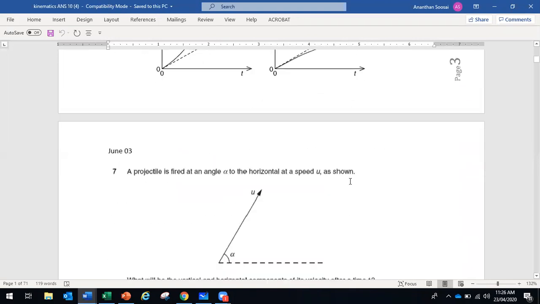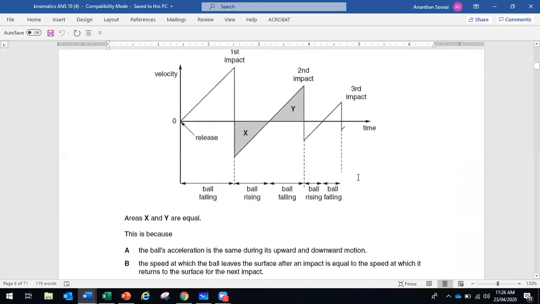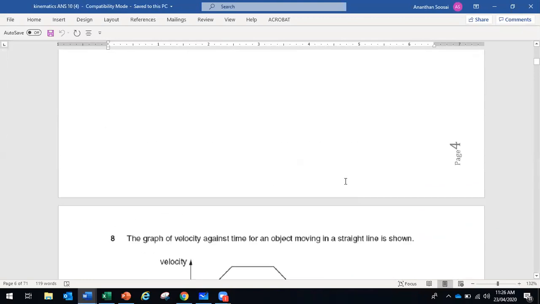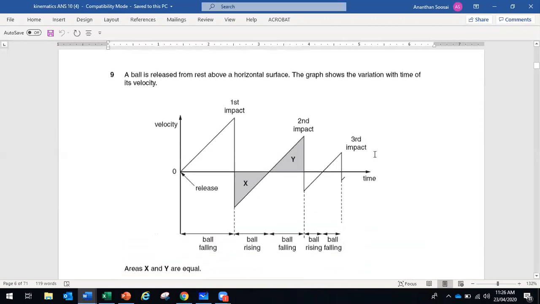Let's see the question there. This is your June 3, question 9. Okay, read the question first. One minute for you. A ball is released from rest above a horizontal surface. The graph shows the variation with time.